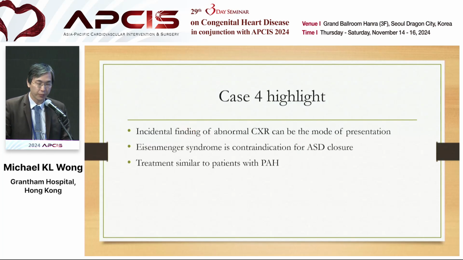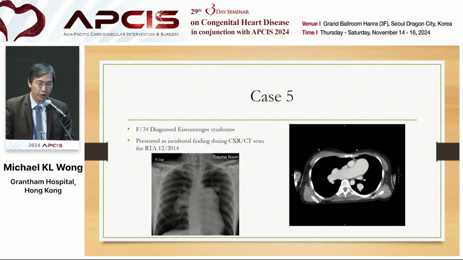and also NT-proBNP downtrend after medical treatment. So this case also highlights that the incidental finding of abnormal chest X-ray can be, again, the mode of presentation. And Eisenmenger syndrome, of course, is a contraindication for subsequent ASD closure, and the treatment would be the same as for those patients with other group 1 pulmonary arterial hypertension.